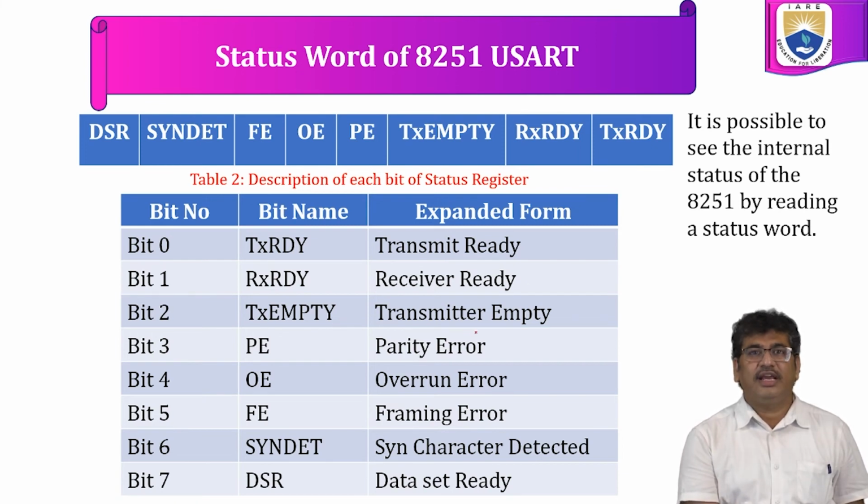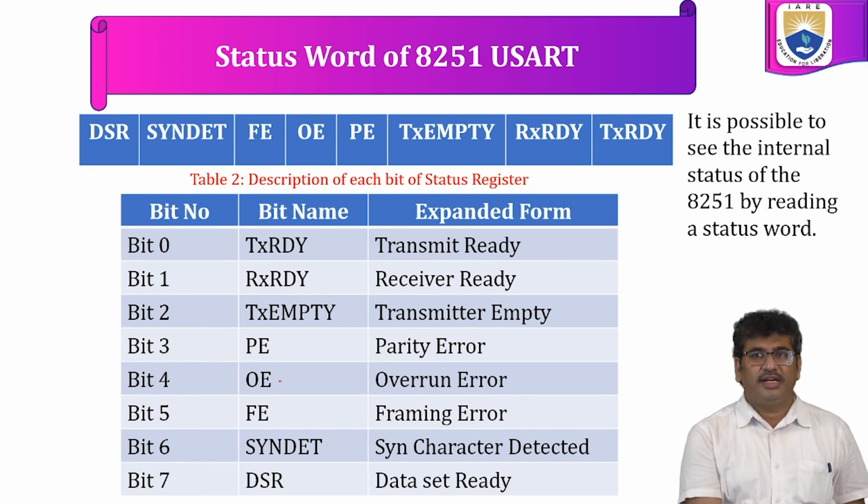TXEMPTY will indicate the emptiness of the transmit buffer. Once the data is transmitted on the TXD line, depending upon the size of data which was selected in the mode instruction control word, when all the data is transmitted, the transmitter is empty. So whenever this signal is equal to 1, it indicates the transmission is completed.